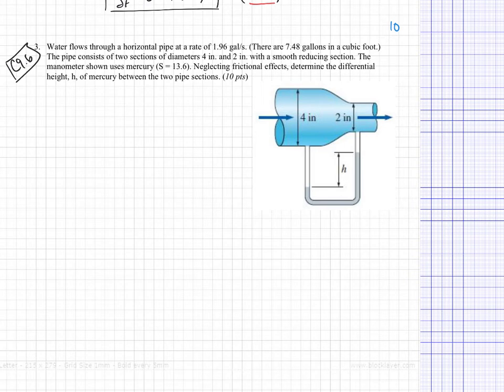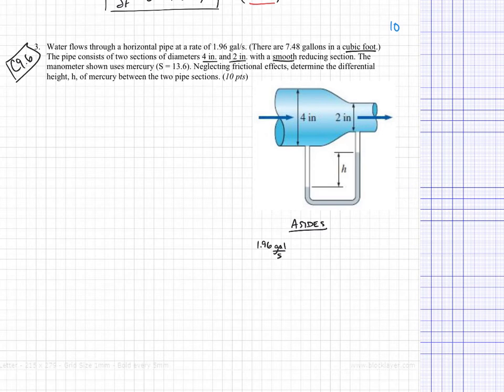Okay, so here, I like to do my asides over here. I like to do my main thing over here, okay? Water flows through a horizontal pipe at this annoying rate. So already I know I'm going to have to convert 1.96 gallons per second to cubic feet per second because I don't want to work in gallons. The pipe consists of 2 sections of diameters 4 inches and 2 inches, with a smooth reducing section.